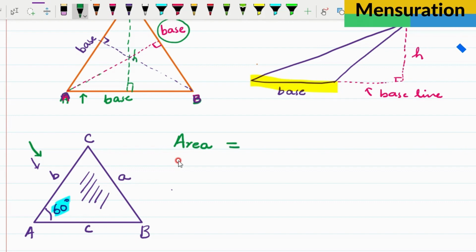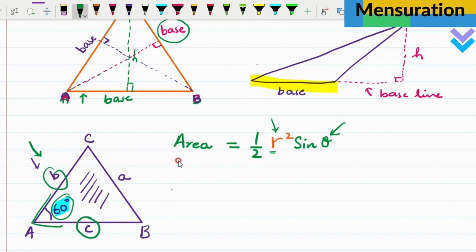Area of a triangle will be 1/2. As we know, it is base into height. So instead of base into height, we will write r square and into sine theta. Theta stands for angle here, right? So whatever the angle is given, we can just write instead of this theta, and whatever the radius, or this radius means the neighboring side, we can just substitute the neighboring side of this angle, right?